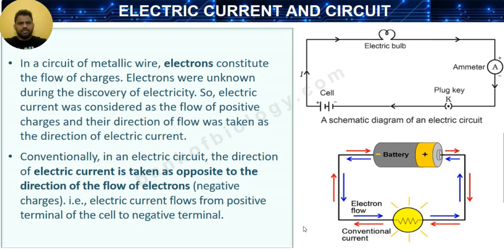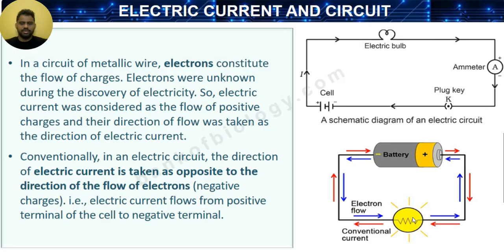So in the circuit of metallic wire, electrons will constitute the flow of charge. Now charges are made up of two types, either positive or negative. So electrons, the negative charge, constitute the flow of charge. Electrons were unknown during the discovery of electricity. So electric current was considered as the flow of positive charge, and the direction of flow was taken as the direction of electric current. But conventionally in an electric circuit, the direction of the electric current is taken as opposite to the direction of flow of electrons.